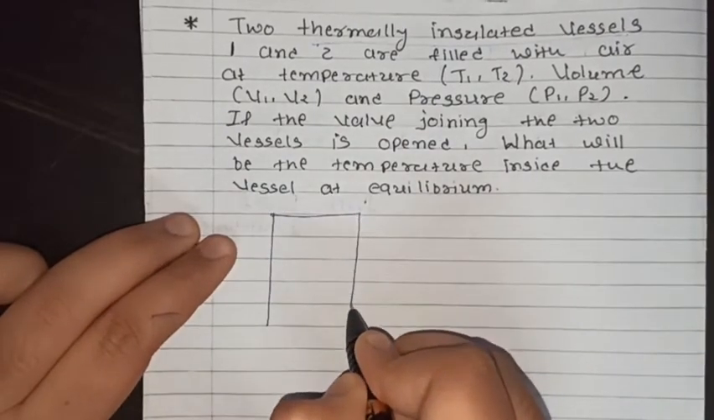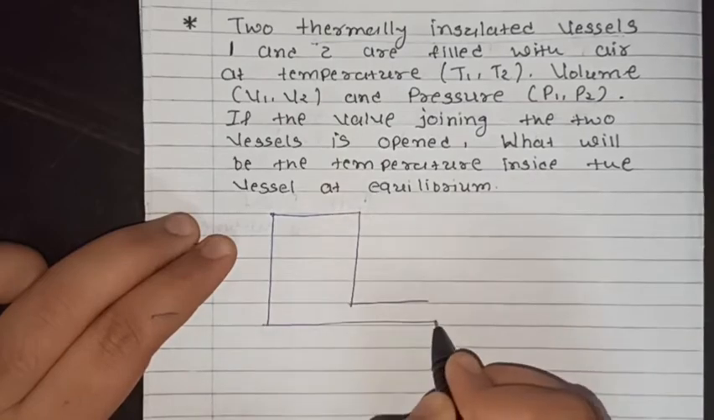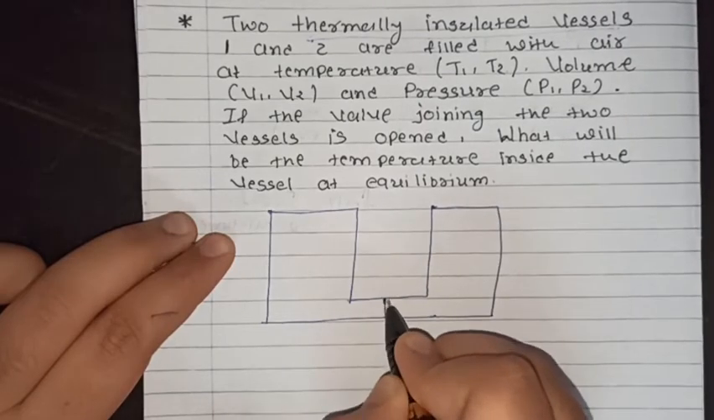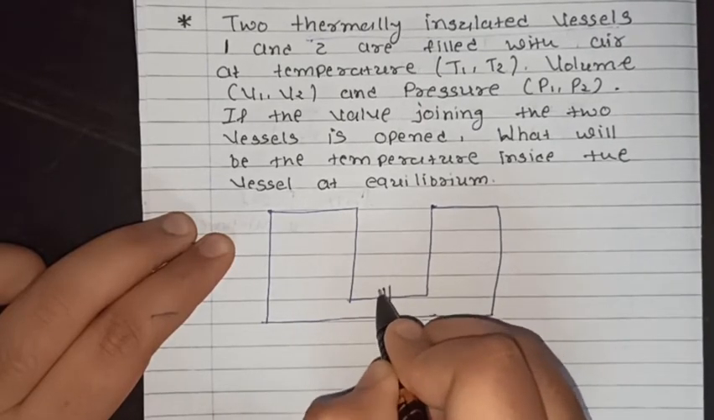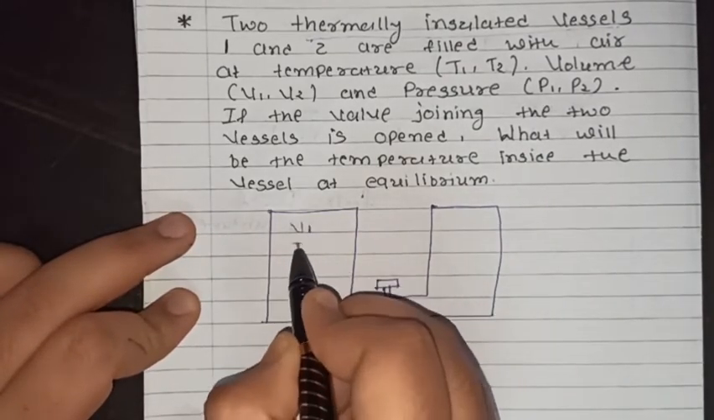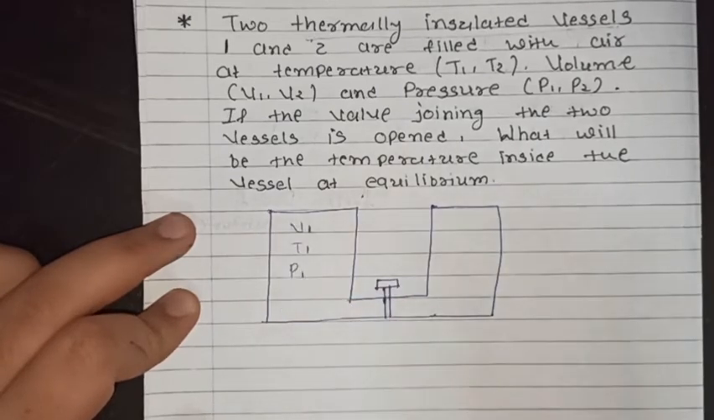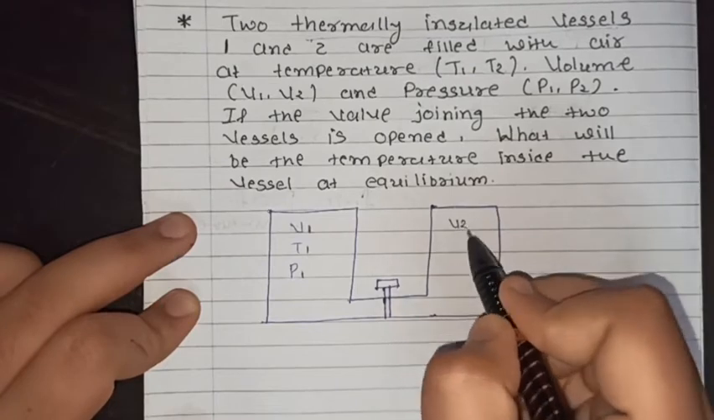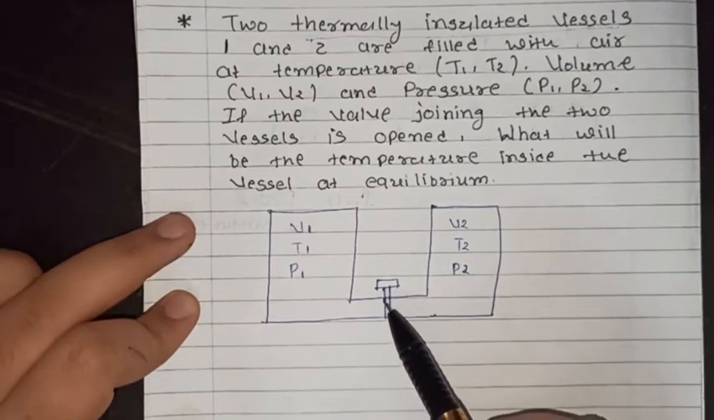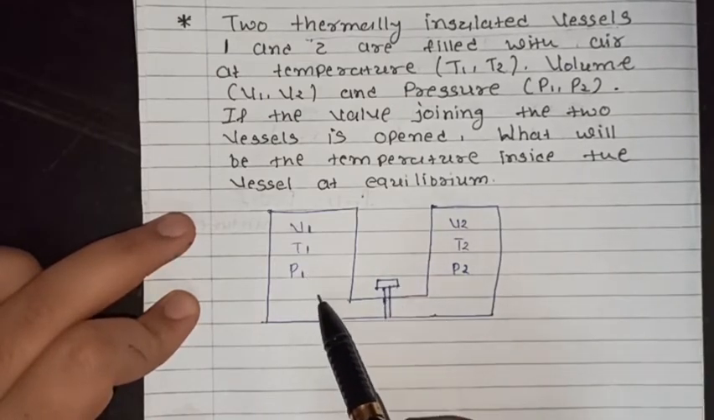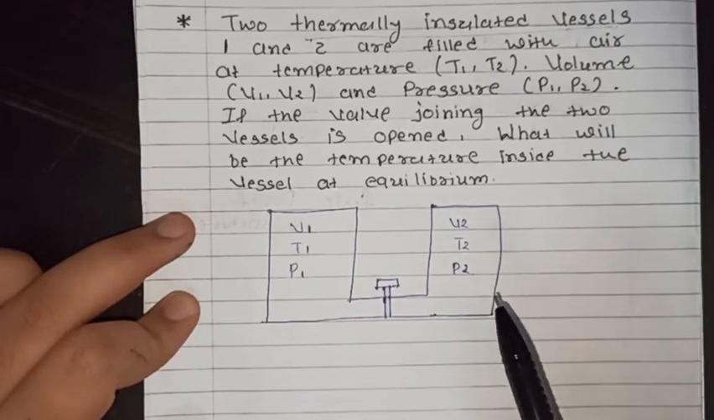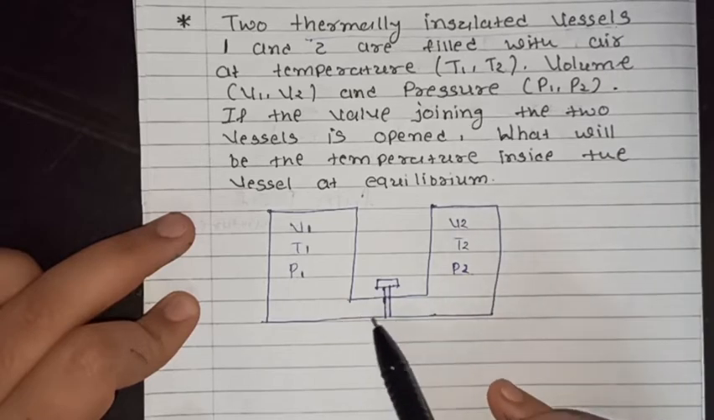There are two vessels and they are connected by a valve. The volume of vessel 1 is V1, temperature inside is T1 and pressure inside is P1. And for vessel 2, volume V2, temperature T2 and pressure P2. Now when this valve is opened, the displacement of the gases will take place. After some time at equilibrium, this displacement will stop.